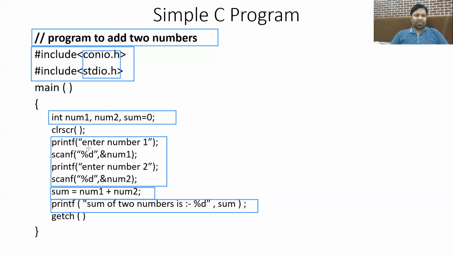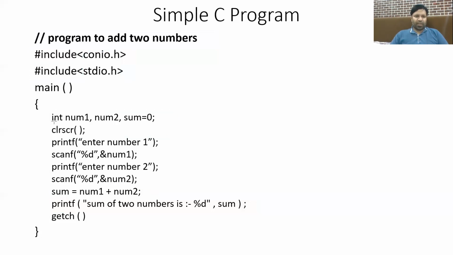So how many functions have we used in this program? One is clrscr, clear screen, and one is getch. These both functions are included in the conio.h header file, that is console input output. What is clear screen? It is used to clear the output on the screen, and getch is used to accept a single character input from the user.